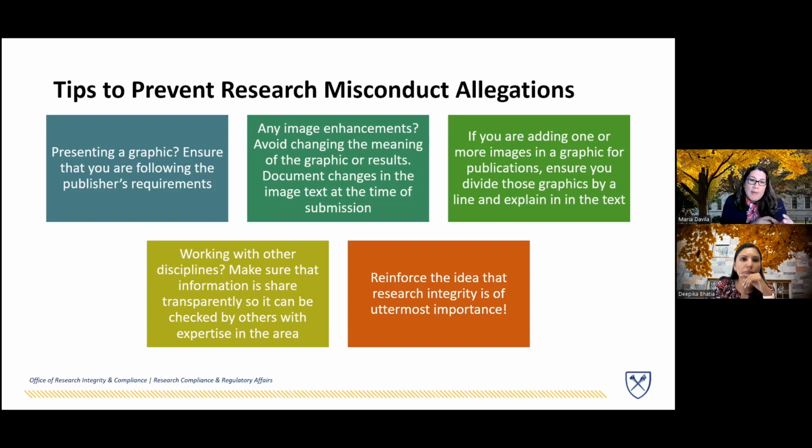But you need to document with the publisher exactly what changes have happened, what type of enhancement, so everybody is clear on exactly what you have done. And they can tell you if that's acceptable or not at the time of publication.